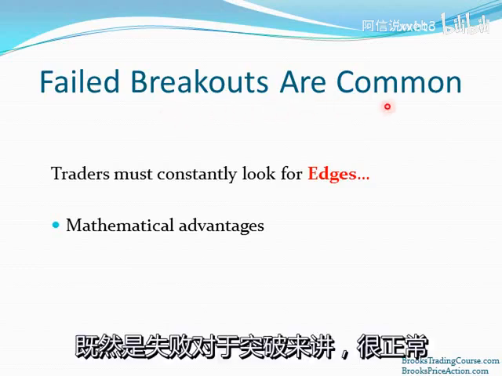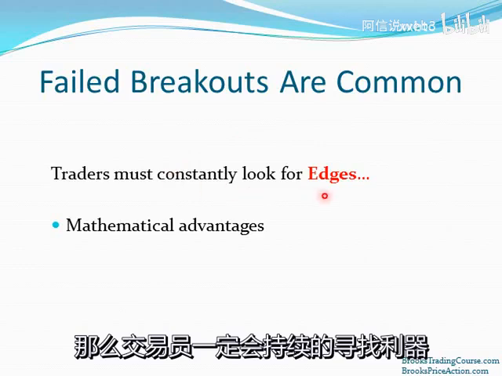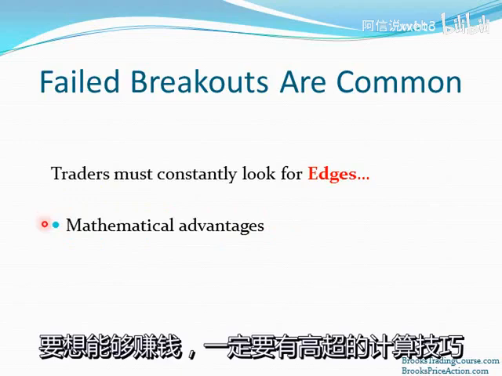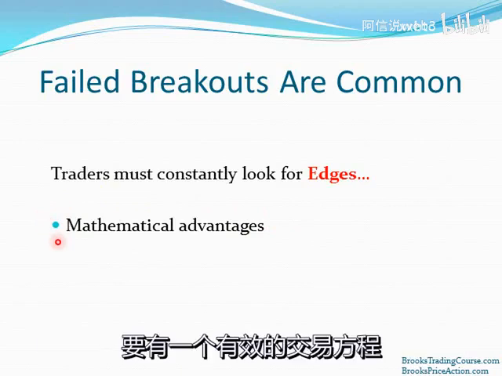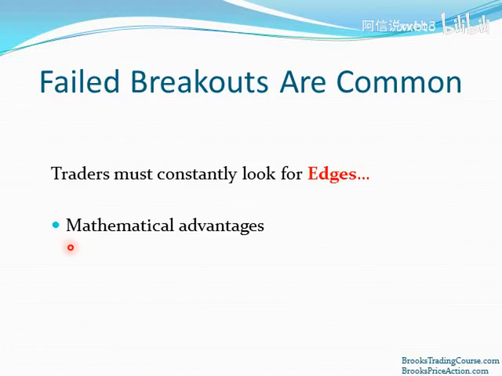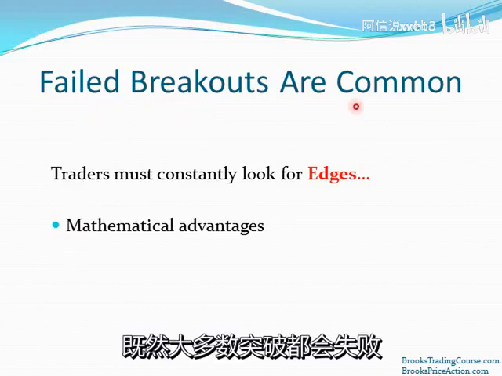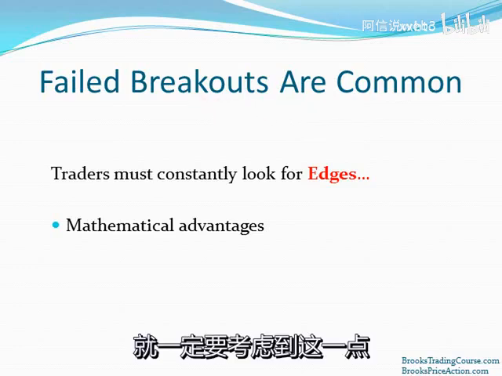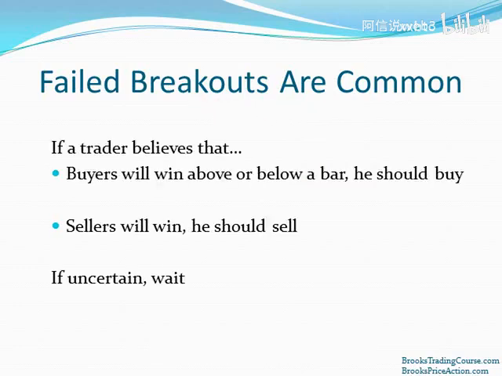Since failed breakouts are common, traders must be looking constantly for edges, mathematical advantages. To make money, you have to have an edge. You have to have a mathematical advantage. You need a positive trader's equation. And given that most breakouts fail, you have to take that into consideration when you're looking for trades.